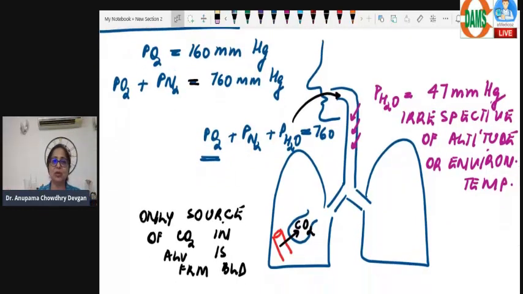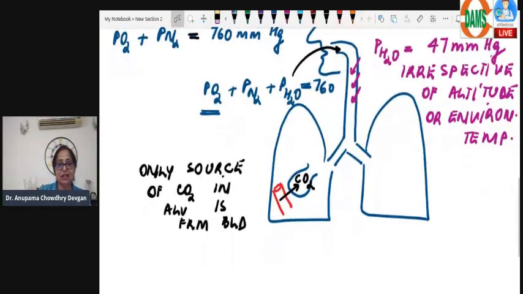The partial pressure of water vapor added to the inspired air is 47, irrespective of altitude or the environmental temperature. The second change which happens is that CO2 comes from the blood into the alveolus. Two changes have happened: humidification and addition of CO2. So what will happen to the alveolar partial pressure of oxygen? This will now decrease. It will be less than the partial pressure of oxygen in the atmosphere.